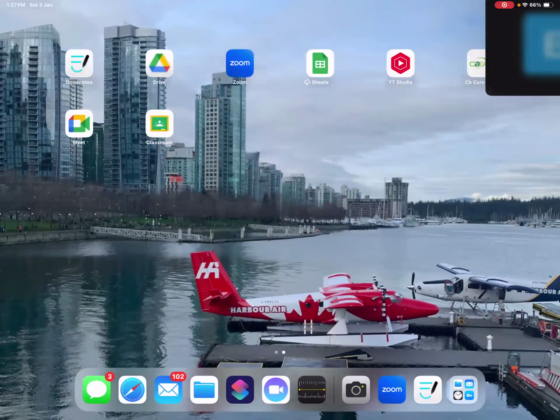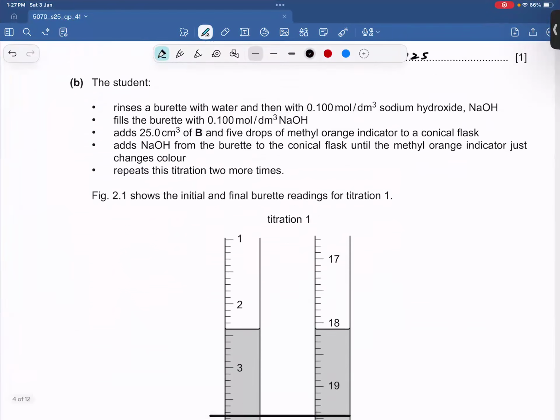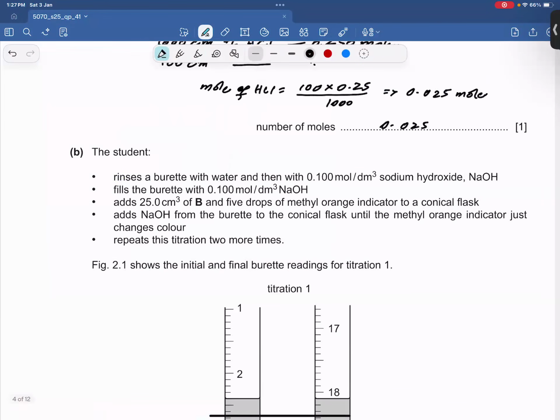All right. Let's start. The student rinses a burette with water and then with 0.1 mole per dm³ NaOH. So first we need to rinse the burette with water and then we need to rinse it with NaOH. So the point is, why are we rinsing the burette with NaOH? Why?